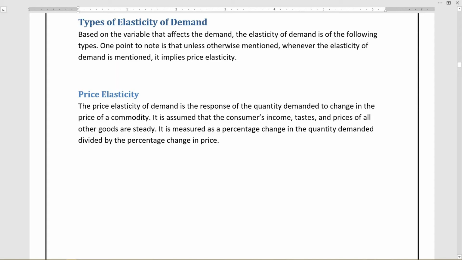The price elasticity of demand is the response of the quantity demanded to change in price of a commodity. It is assumed that the consumer's income, taste, and price of all other goods are steady and not changing. It is measured as a percentage change in quantity demanded divided by percentage change in price.